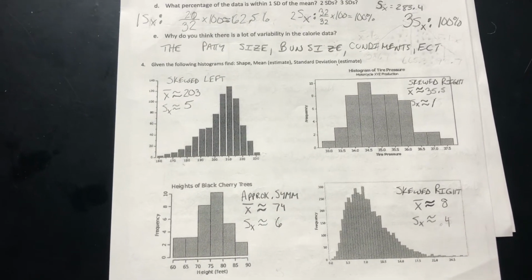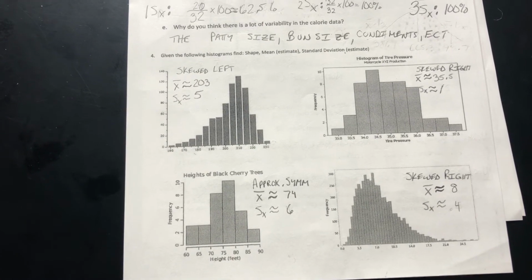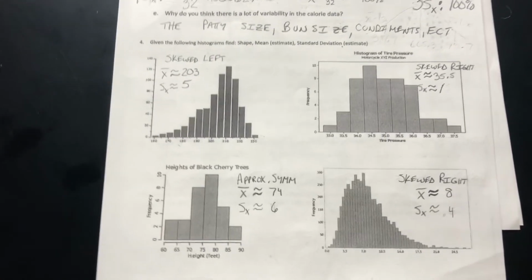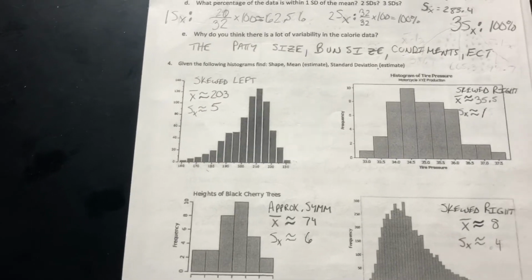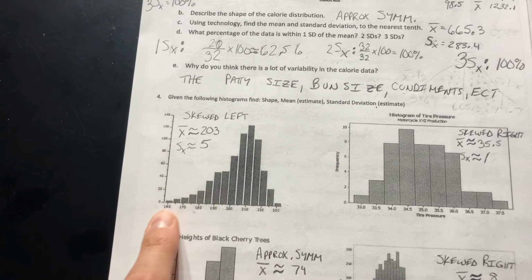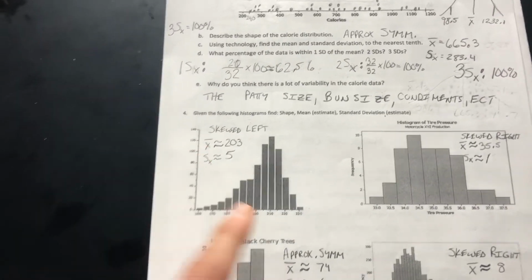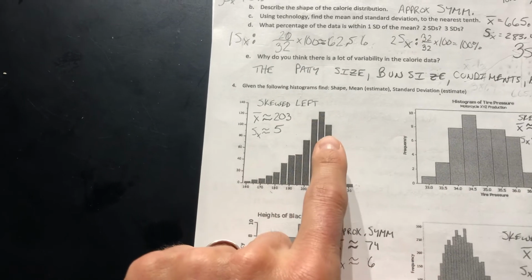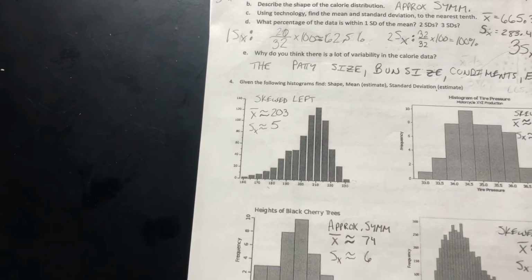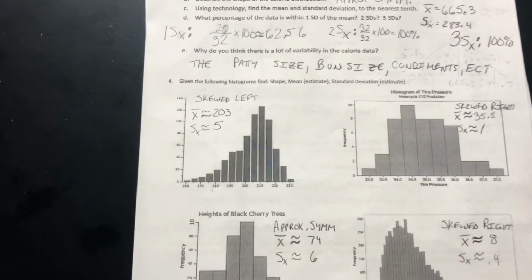Given the information, find shape, mean, standard deviation. And obviously these are approximations. The first one looks like it's going to be kind of symmetric here, but it has a tail, so it's skewed to the left. Because it's skewed to the left, the middle, which generally would be here, is going to move over to the left. So I had about 203. You also could have had like 200, 205. It's once again just an approximate.